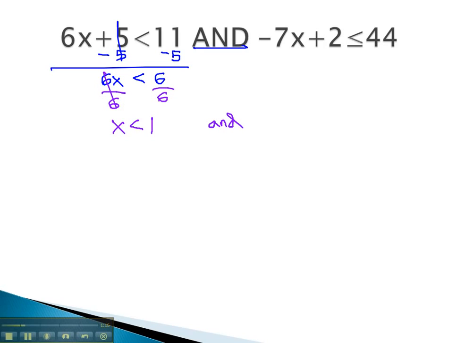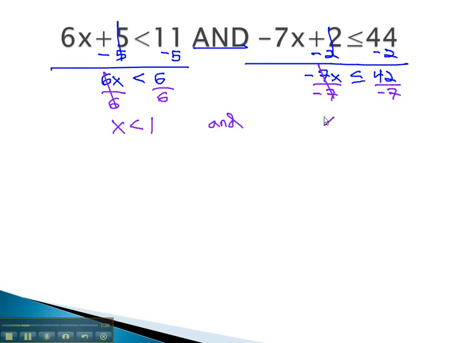And for the other inequality, we simply subtract 2, and we get negative 7x is less than or equal to 42. And finally, divide by negative 7. Notice we've divided by a negative, which means we need to flip the inequality symbol the other direction. X is greater than or equal to negative 6.